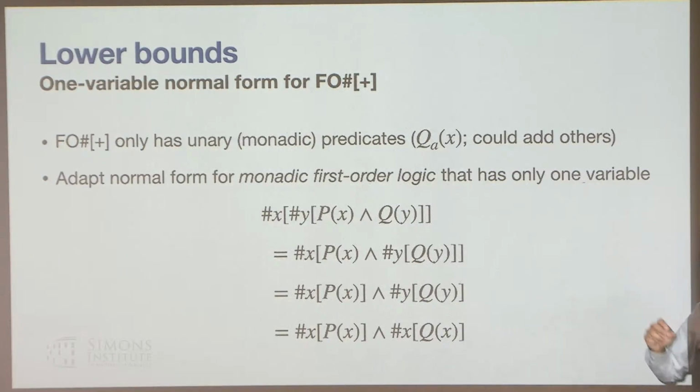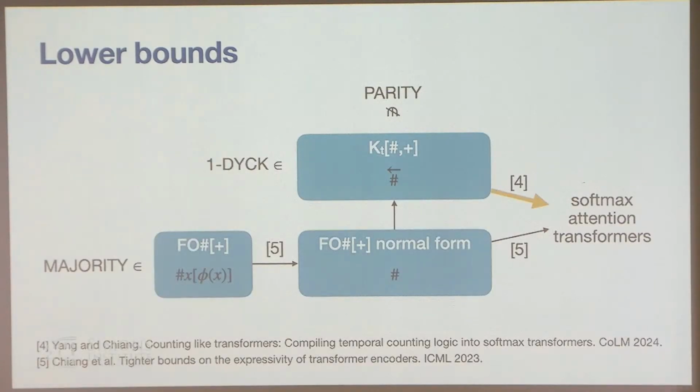All right, so there's a way of converting first order logic with counting, this particular kind of first order logic with counting, into this temporal logic with counting. And then from there, it's not too bad to convert that into a transformer. There's no special tricks involved, if I remember right. Okay, with this arrow, there is a trick involved.